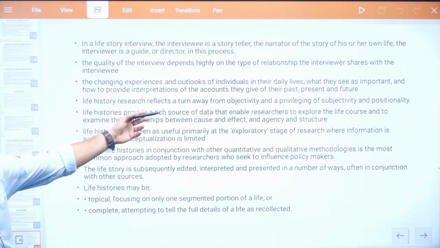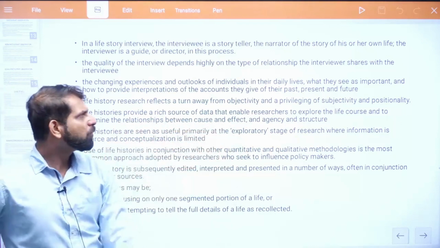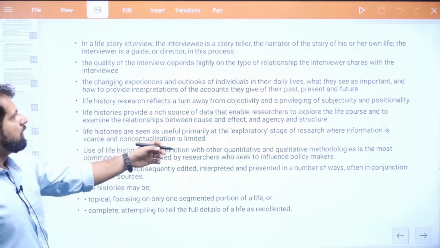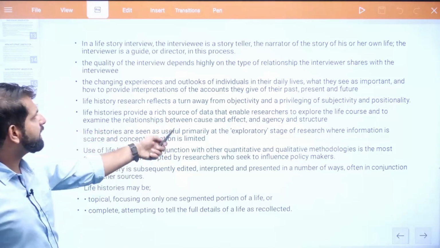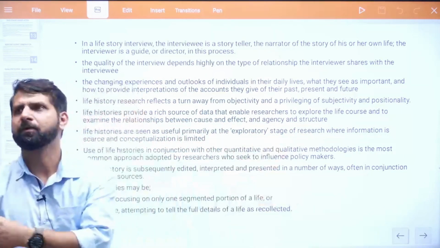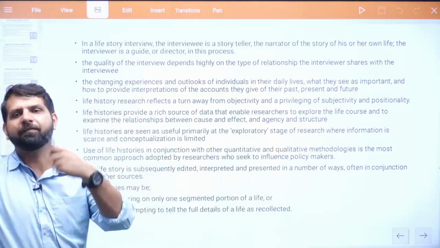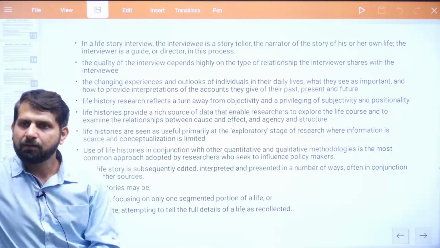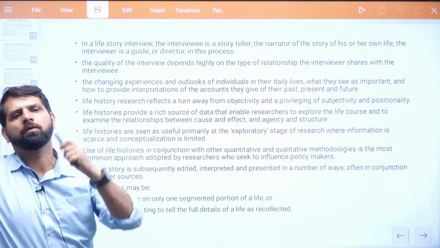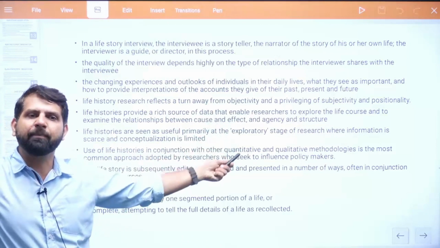It reflects a turn away from objectivity and towards the privileging of subjectivity and positionality. Again, you are trying to bring in the subjective experience of the individual. So, three things: we are trying to examine the relation between cause and effect, agency and structure. What are the things happening in life? What was the cause behind that? And what was the effect? If I ask you why you went to Mussoorie, you say, I went to travel. The cause was travel, and the effect was inspiration to become an officer.